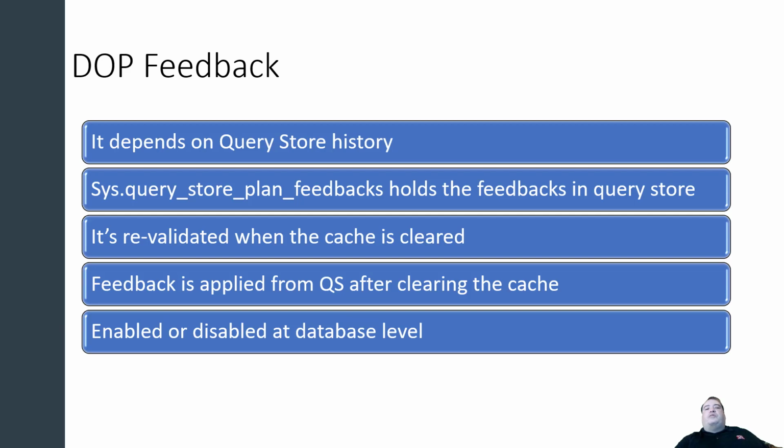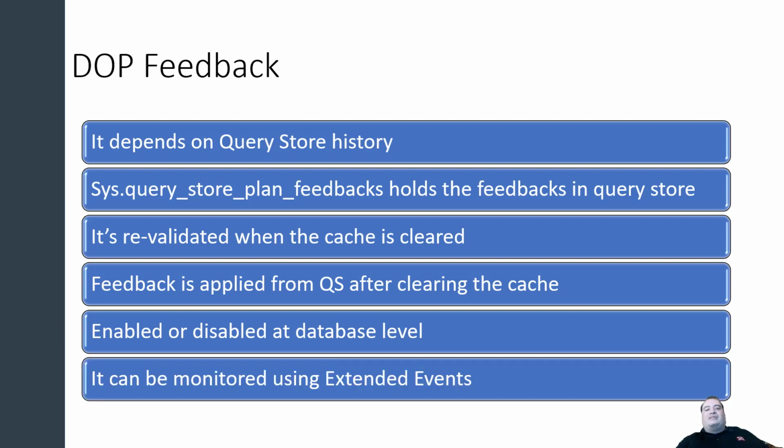This feature, DOP feedback, can be enabled or disabled at database level. You decide if your database will use this feature or not. And this feature can be monitored using Extended Events. We can use Extended Events to check what's happening. Let me show an example of what happens in Extended Events when we are monitoring a huge workload and some queries inside this workload need DOP feedback.